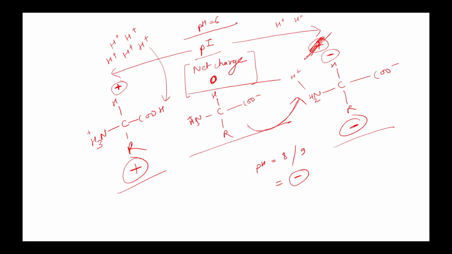Okay, so if you want to purify a protein which is negatively charged, which chromatography should you use? Anion or cation exchange, which one should you choose?